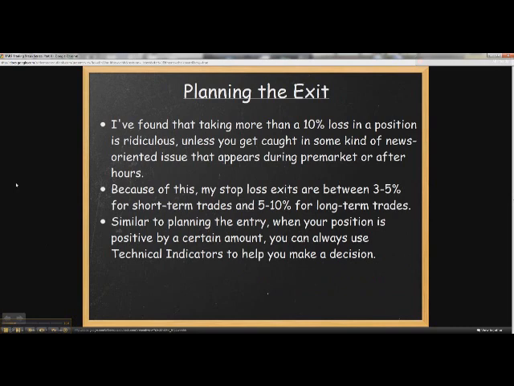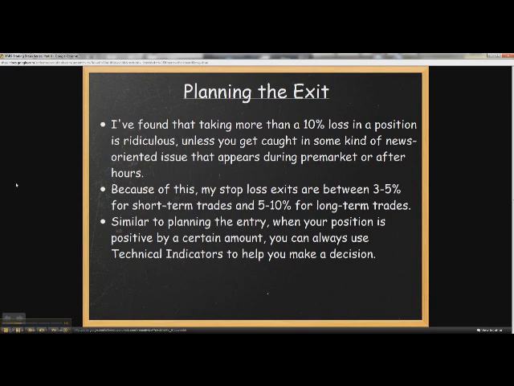When you're planning the exit, I've found that taking more than a 10% loss in a position is ridiculous, unless you get caught in some kind of news-oriented issue that appears during pre-market or after hours. As a trader, 10% losses should not happen. They just shouldn't. You should be able to cut your losses before a 10% loss even occurs. And we'll get more into that for trading purposes when we start using an example to visualize this.